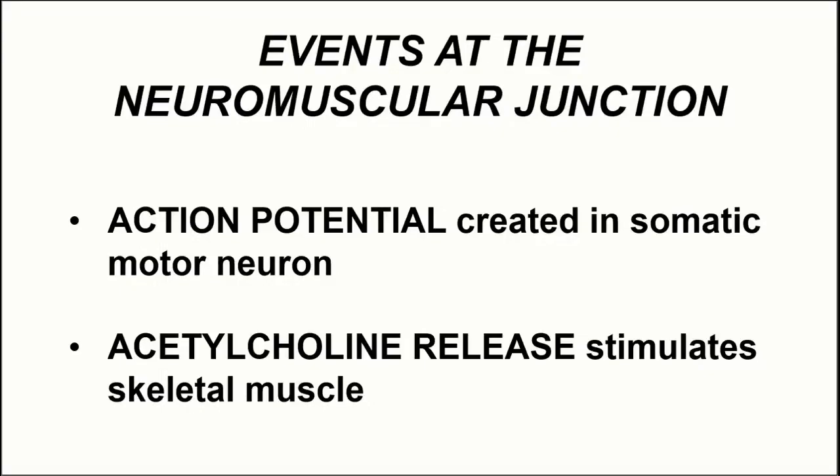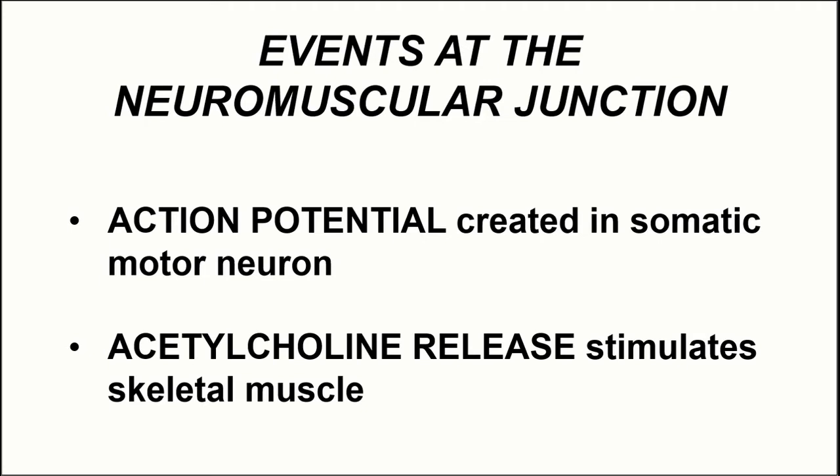Let's begin our look at the physiology of muscle contraction. And we'll start with the events at the neuromuscular junction or the motor end plate. There are two major events that take place, and we'll look at the details of these events in just a second. The first is that an action potential is created in the somatic motor neuron, and then that action potential causes the release of acetylcholine from the axon terminal, which then stimulates skeletal muscle contraction.